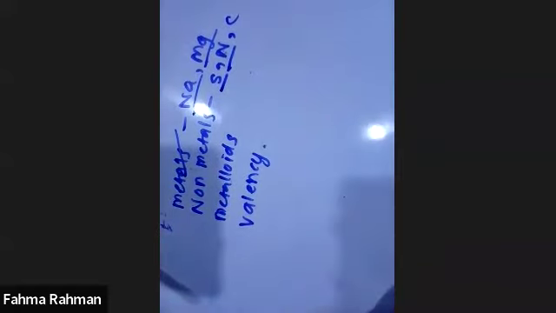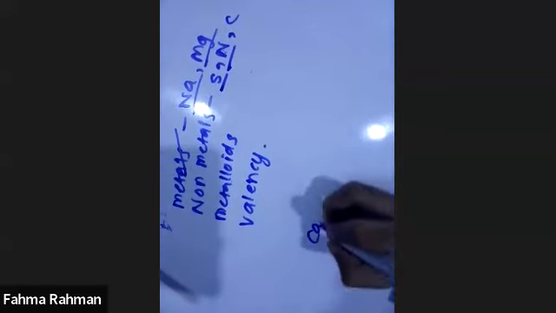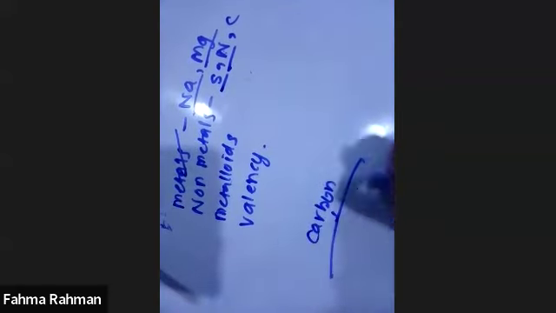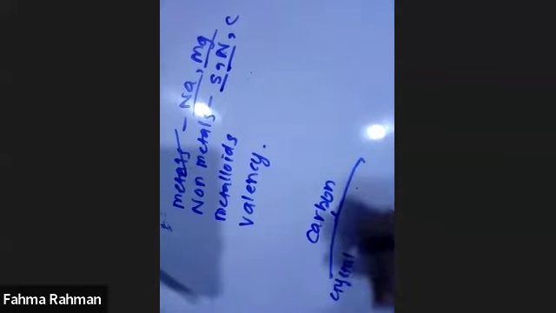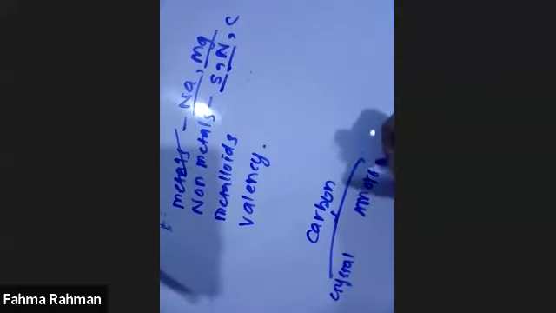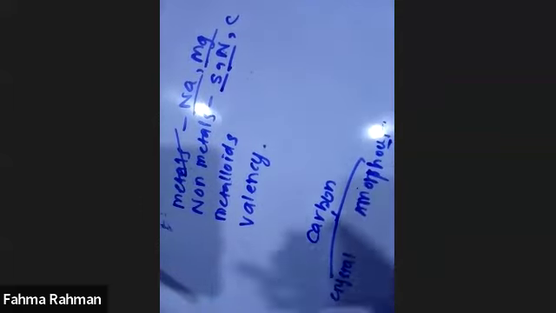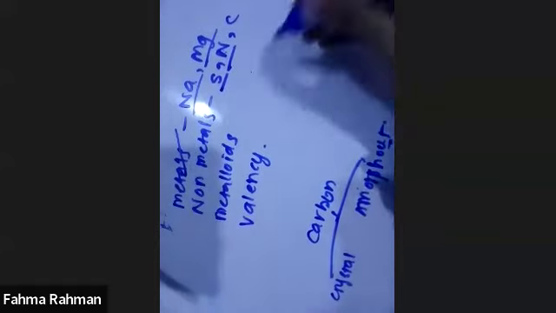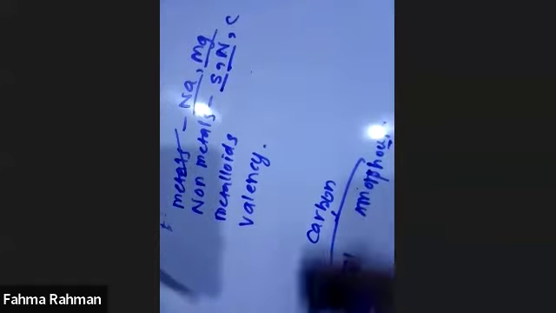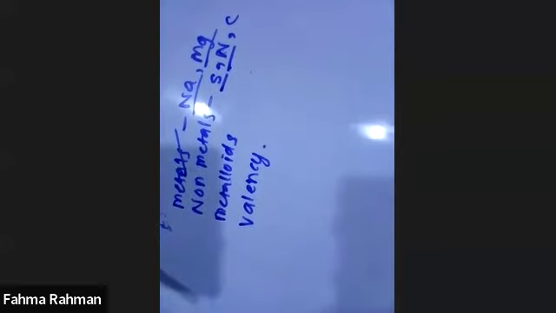You have to know carbon occurs in abundance in nature. Then you have to know that carbon has two forms, such as the crystalline form and the amorphous form. Fine. So let's finish with carbon and then we will finish with non-metals. Now, carbon is also a non-metal which occurs in nature.